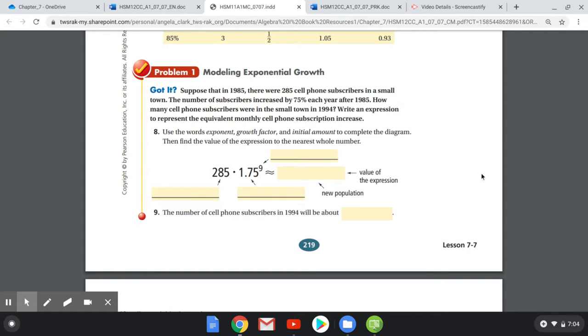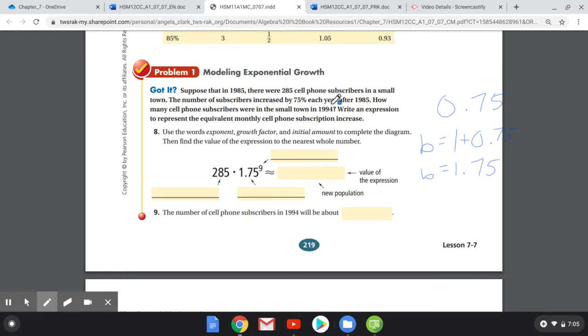So our initial amount is 285. That's going to be the A, right? That's the thing that's going to be multiplied in front. It's increasing by 75%. 75% is 0.75. So B, it's increasing, so B is going to be 1 plus, right? Increasing is plus. 1 plus 0.75, which is 1.75. So that's going to be B. That's what we have here as B, 1.75, and that's where that came from.